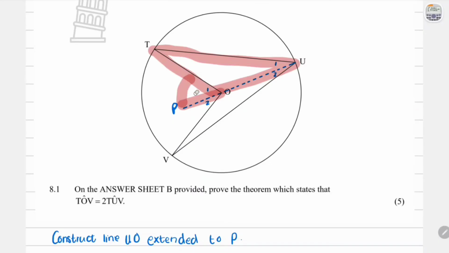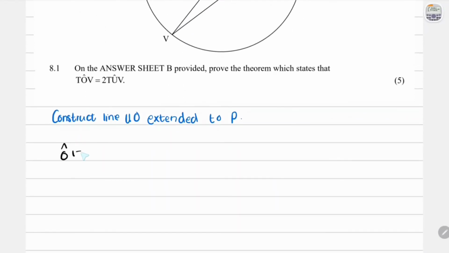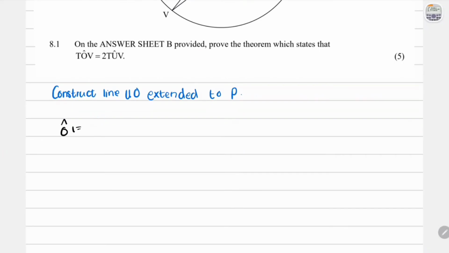And you know that the exterior angle of a triangle is always equal to the sum of the two opposite interior angles. So we add those two together and they give us angle O1. So what we can say there is that angle O1 is equal to angle T plus angle U1. And the reason for this is, of course, the exterior angle of a triangle.